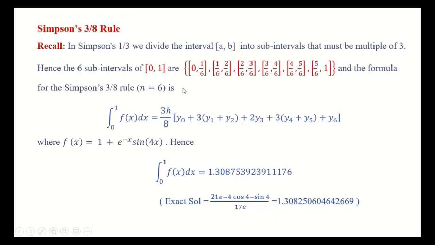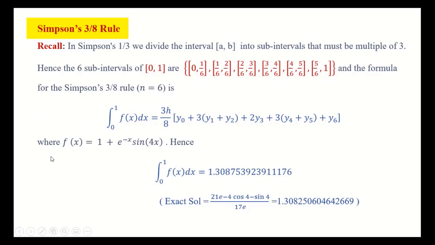So we will use the same data as we have calculated in the previous schemes. We will just change the formula to Simpson's 3 by 8 for n equal to 6. The formula for Simpson's 3 by 8 for n equal to 6 is the integral from 0 to 1 of f of x dx, that is equal to 3h by 8 times y0 plus 3 y1 plus 3 y2 plus 2 y3 plus 3 y4 plus 3 y5, and then at the end y6.